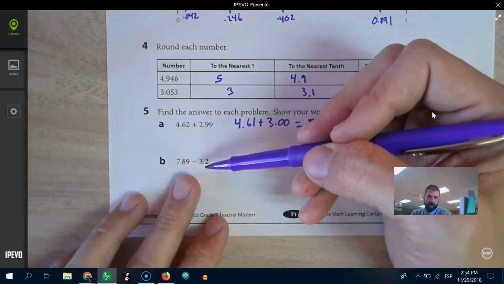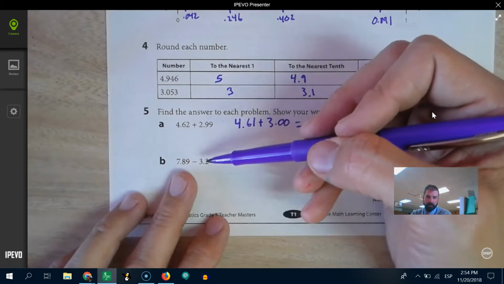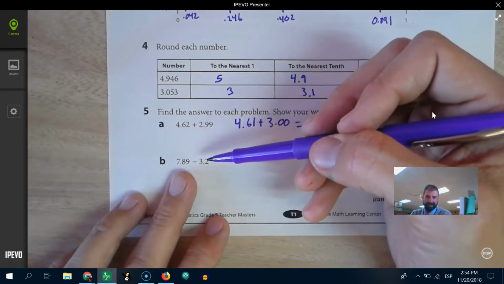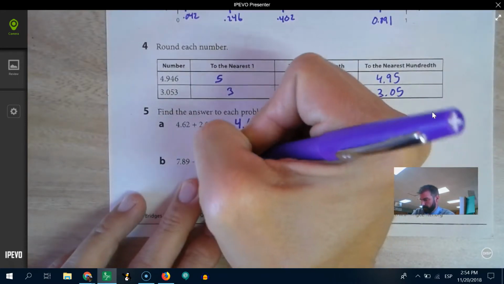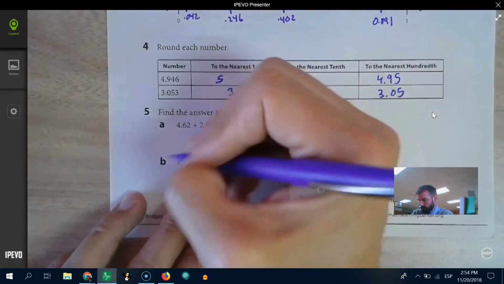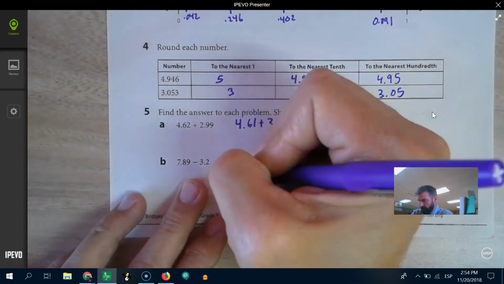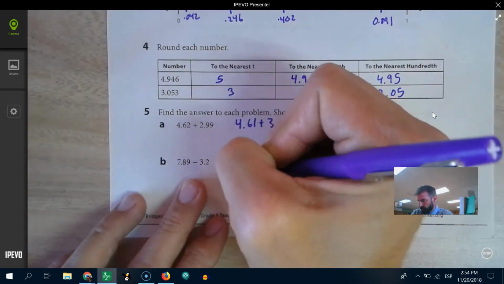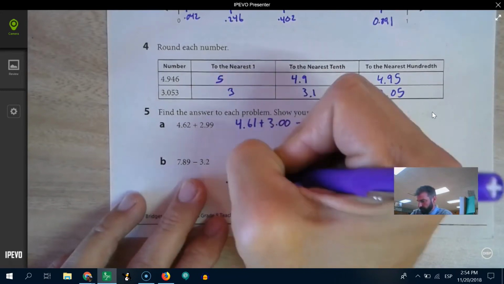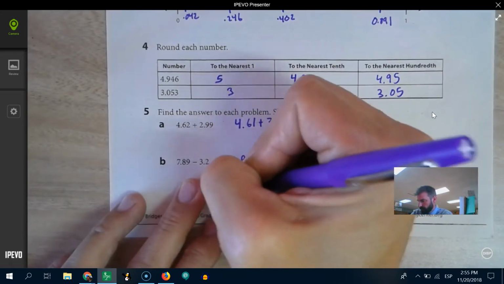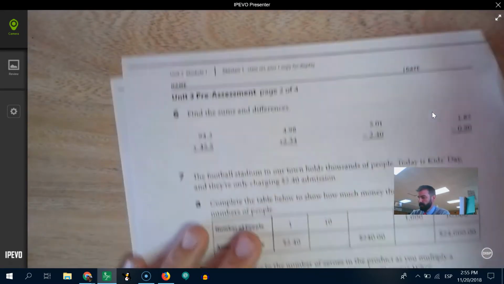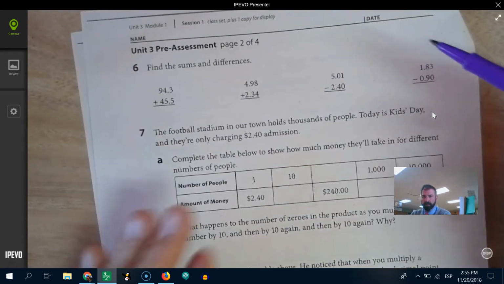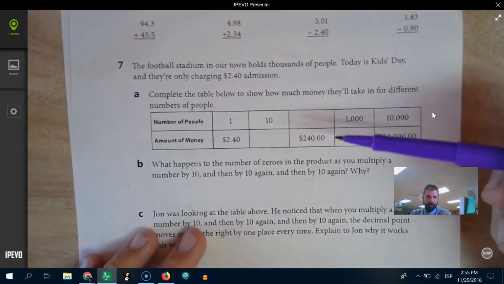Here, I'm going to subtract. So I could do constant difference. So I'm going to go up to 7 and 99 hundredths. So I added 0.1. So I need to add 0.1 here to make this 3.3. That gives me 4 and 69 hundredths. Same sort of thing here. So finding sums and differences, just using the strategies that we taught them.